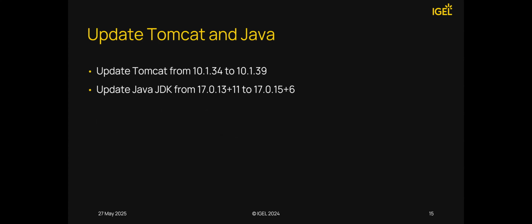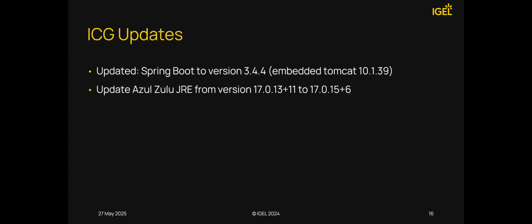As always, we have updates for Tomcat and Java. Tomcat is updated to the most recent version 10.1.39, and we also have the most recent Java update. The same for ICG. We updated it to the most recent versions.